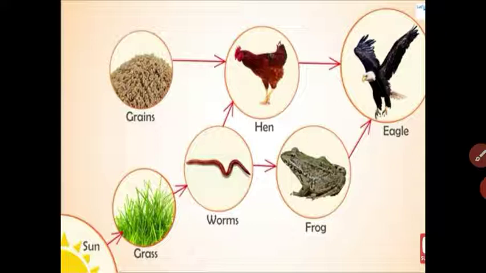Here you see, students, there are many multiple food chains. The eagle eats the hen and the frog. The eagle is the highest animal in that ecosystem. There are many food chains, and these food chains are interconnected. This is called the food web. Understood what is meant by food web? If you see here, many multiple food chains are formed and they are interconnected to each other. This is called the food web.